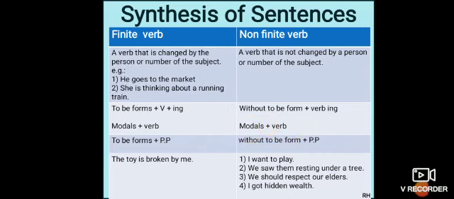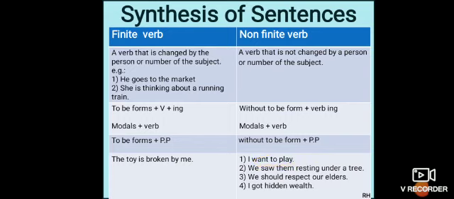To be forms plus past participle could also be there, that is, has taken by me, with the third form of the verb, that is the past participle form of the verb. The toy is broken by me. So is broken is a finite verb. For non-finite verb, I want to play. So to play is a non-finite verb.